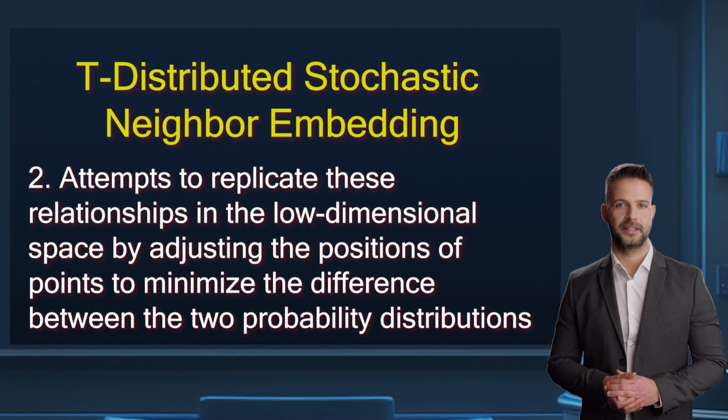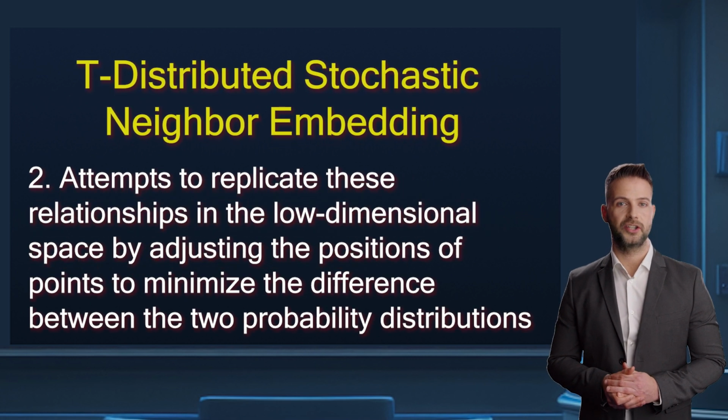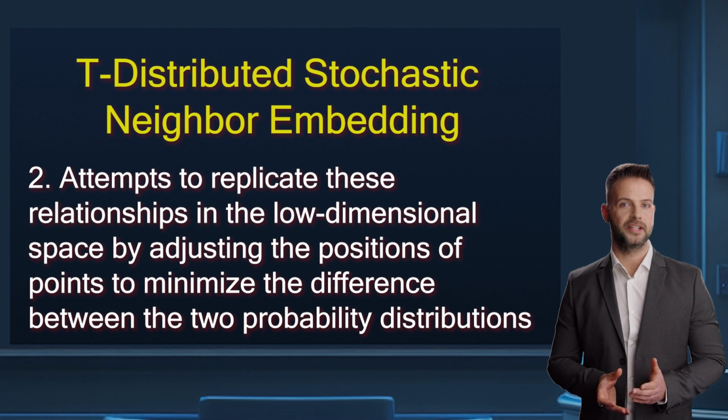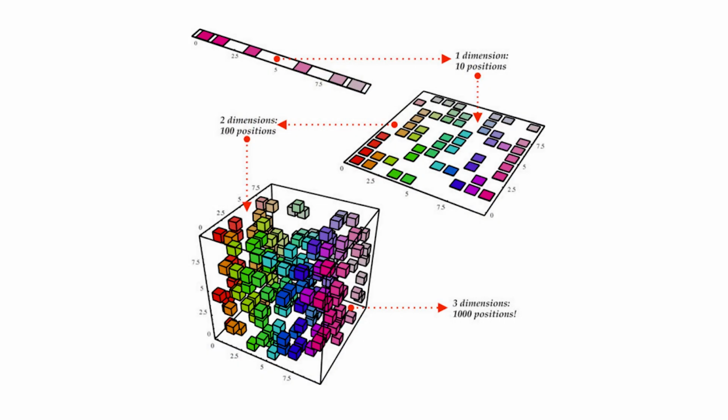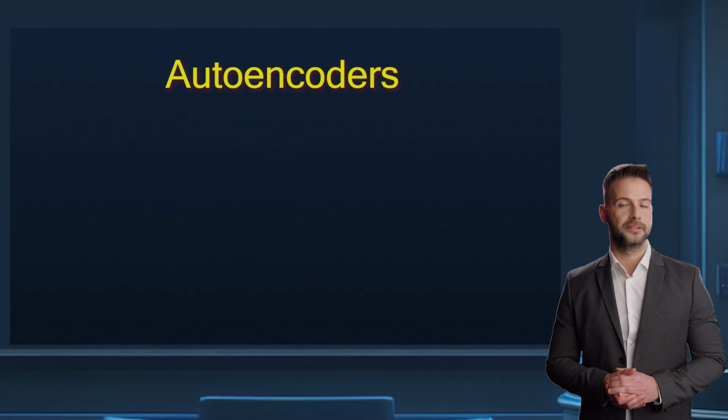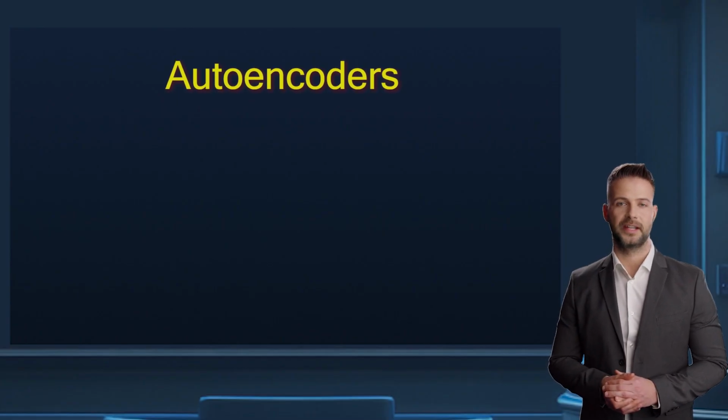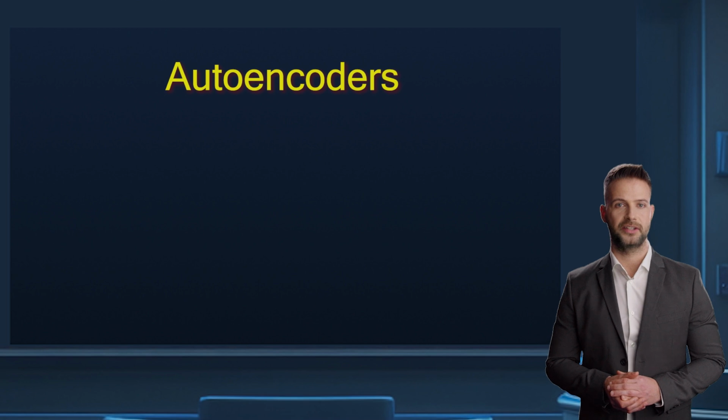replicate these relationships in the low-dimensional space by adjusting the positions of points to minimize the difference between the two probability distributions. The t in t-SNE refers to the Student's t-distribution, which is used to model the probability of points being close together in the low-dimensional space, allowing t-SNE to better capture local structure compared to other dimensionality reduction methods. There are also autoencoders used in dimensionality reduction.